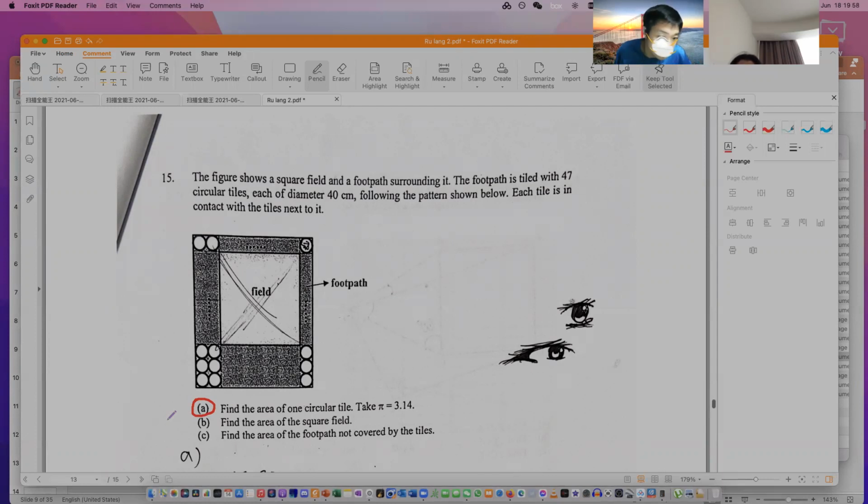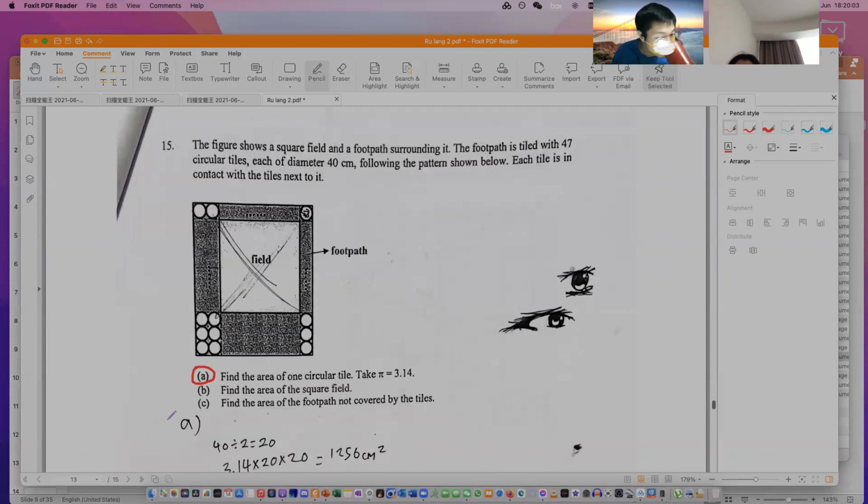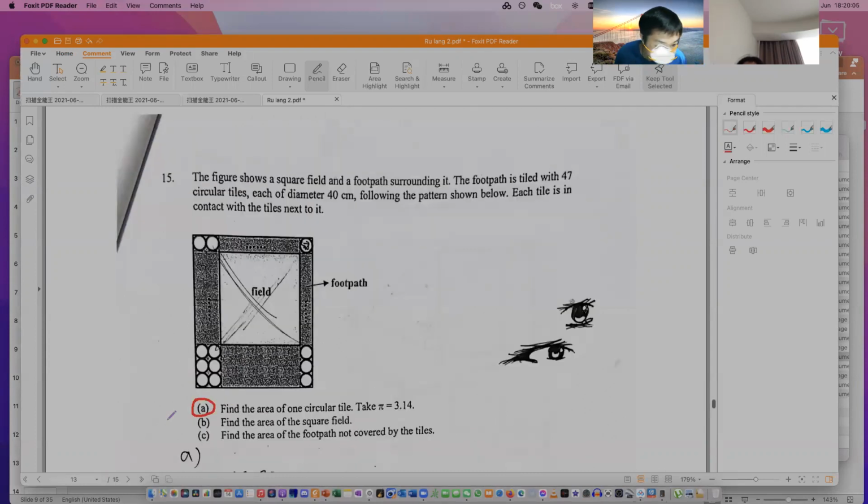Please attempt this question on your side first. Can you see the question clearly? I just want to make sure you can see the question clearly. Yeah. Okay, good. So please attempt the question on your side.